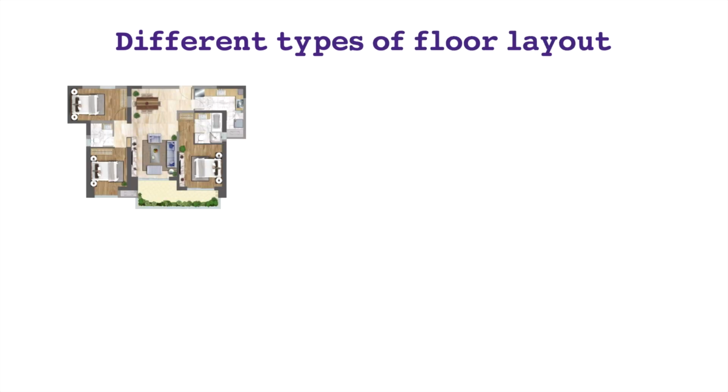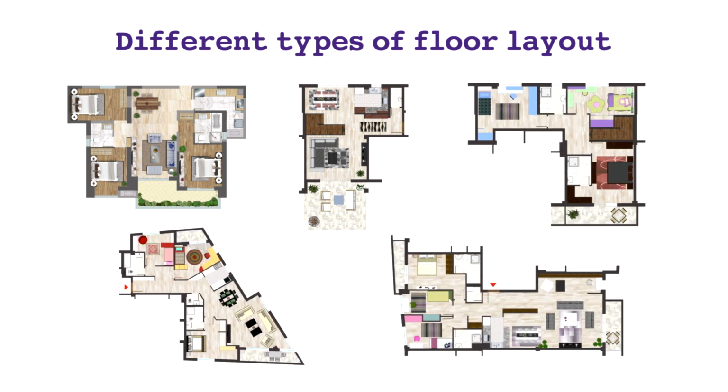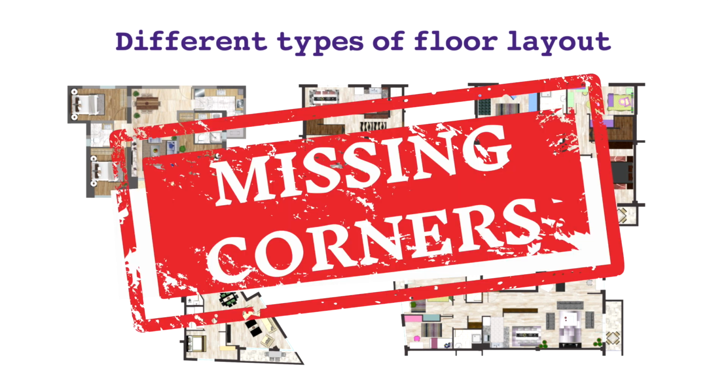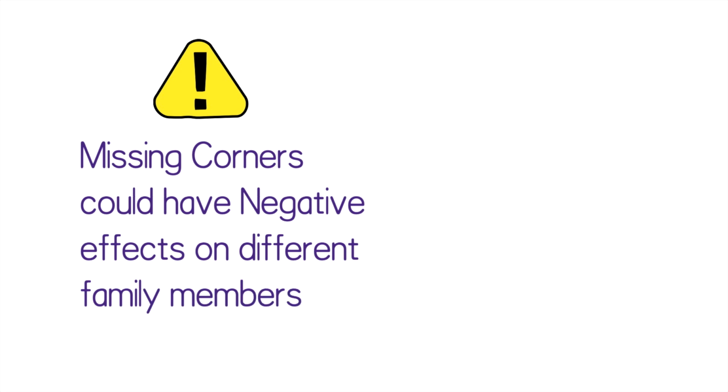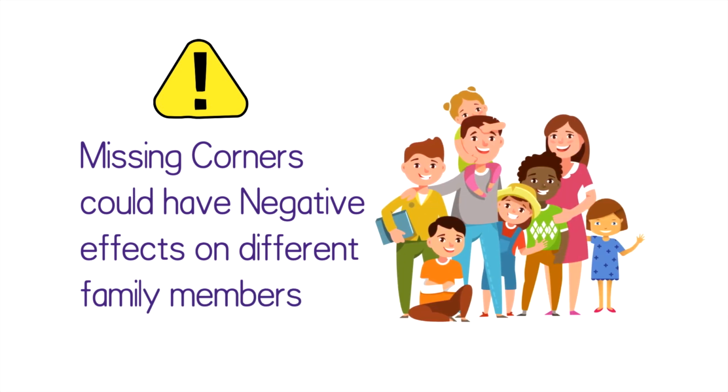However, not all houses are like that. There are many different types of house floor plans, and they come in different shapes, such as T shapes, L shapes, or irregular shapes. But they all have one thing in common. They all have missing areas. In Feng Shui, we call this missing corners. Missing corners could have negative effects on different family members, depending on which area is missing, because each family member represents a direction on the Bagua map.